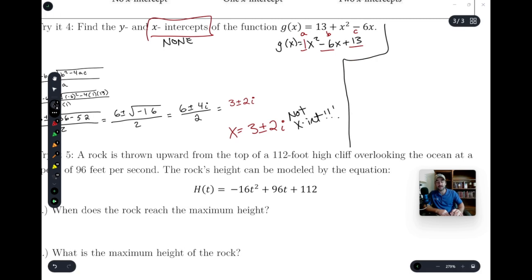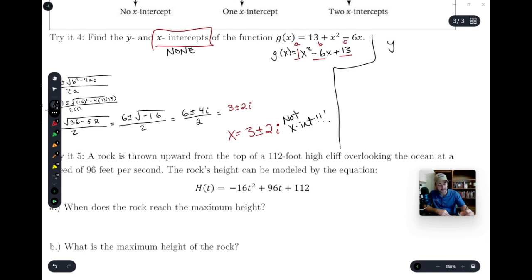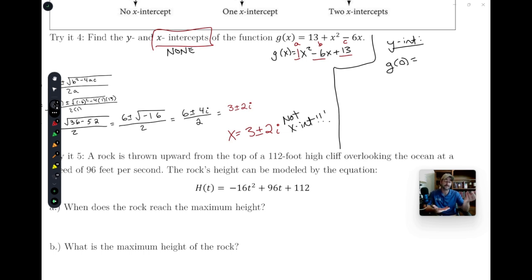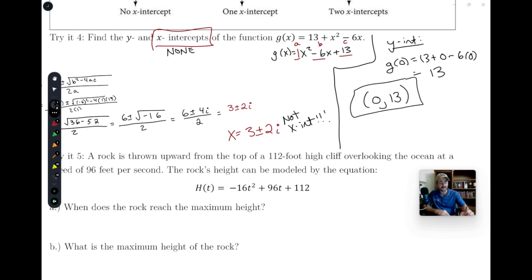Next thing we're going to do is find a y-intercept, which is way easier. Remember, for y-intercepts, all we do is find f of 0. And so we're just going to plug in 0, it's g again, g of 0. Be careful what that is. You're working through the problems. It matters. So we're going to go 13 plus 0 minus 6 times 0 is just going to be 13. So your y-intercept is 0, 13. And you don't have any x-intercepts.